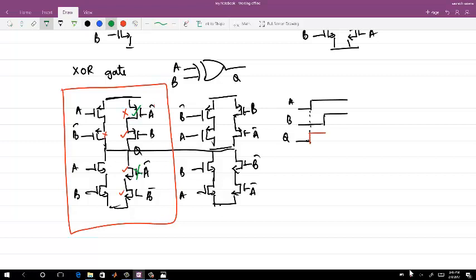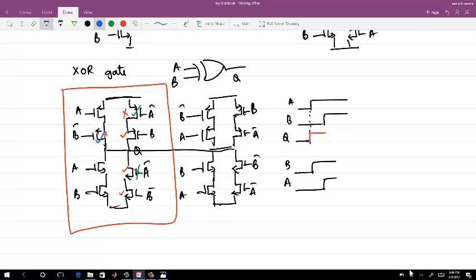Okay, now I just reverse the signals and I say that first B goes high rather than A goes high. So in that case, which signal will trigger? Let me just say, in that case, this MOSFET will trigger the output to VDD.